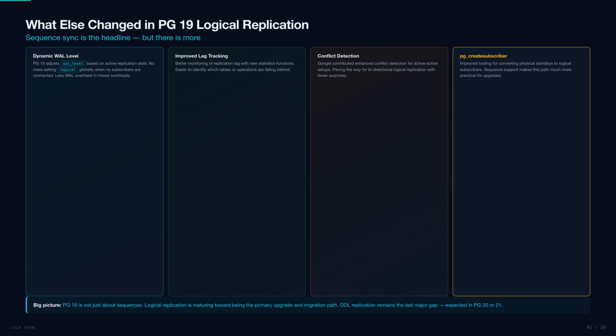Sequence sync is the headline, but PG19 has more logical replication improvements. Dynamic WAL level adjustment based on active replication slots, less WAL overhead when no subscribers are connected. Improved lag tracking for better monitoring. Google contributed enhanced conflict detection for active-active setups. And pg_createsubscriber improvements that work better now that sequences are supported. The big picture, logical replication is maturing toward being the primary upgrade and migration path. DDL replication is the last major gap, expected in PG 20 or 21.